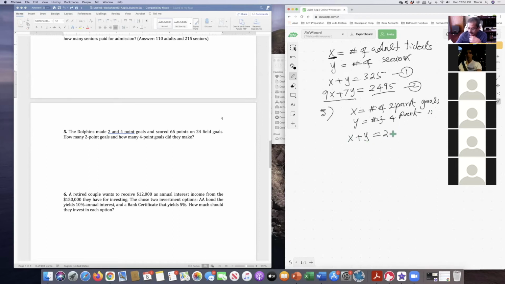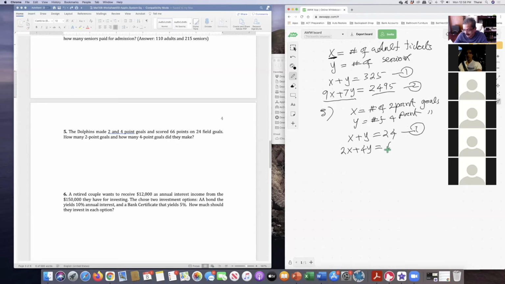Right, very good. X is the number of 2 point goals, Y is the number of 4 point goals. Total number of goals were 24, means X plus Y must be 24. That's the first equation. And the points earned is 66. Okay, how does that translate? Anybody? 2x plus 4y equals 66.